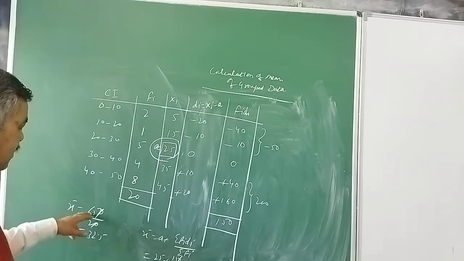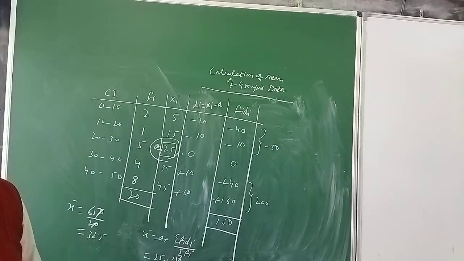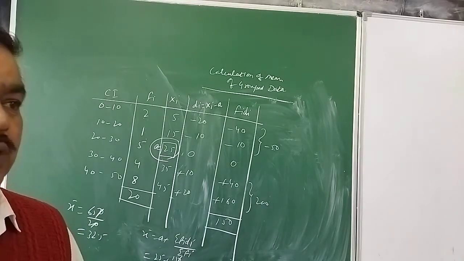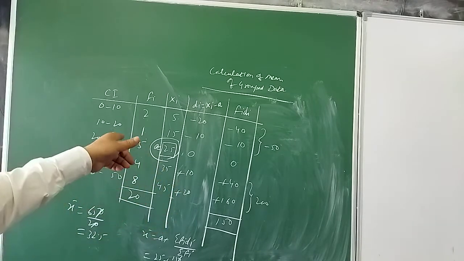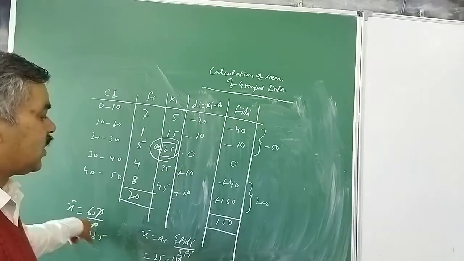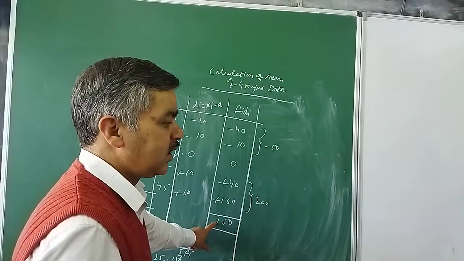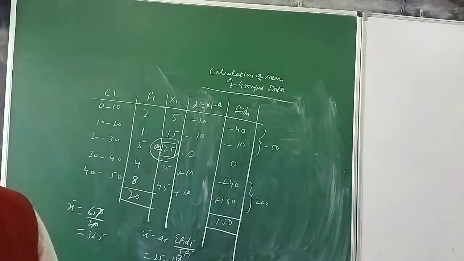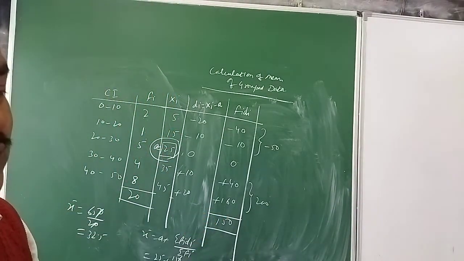So 65 upon 2, again that is equal to 32.5. So that is the mean I have now calculated by using the deviation method. Only the difference, please keep a watch upon that. What is the advantage we are finding with these methods? Here the reading was in 600 and here the reading now is only in 100 and something. So that is the advantage.